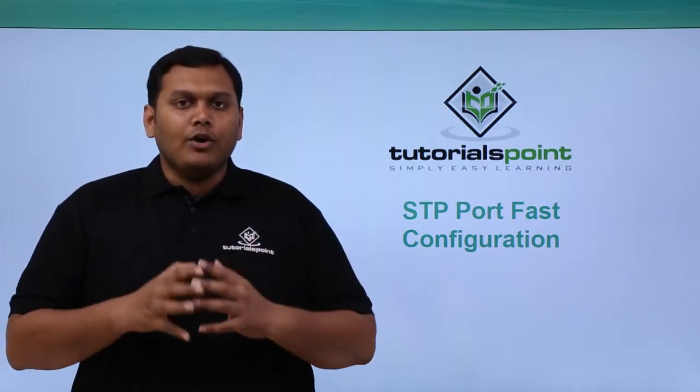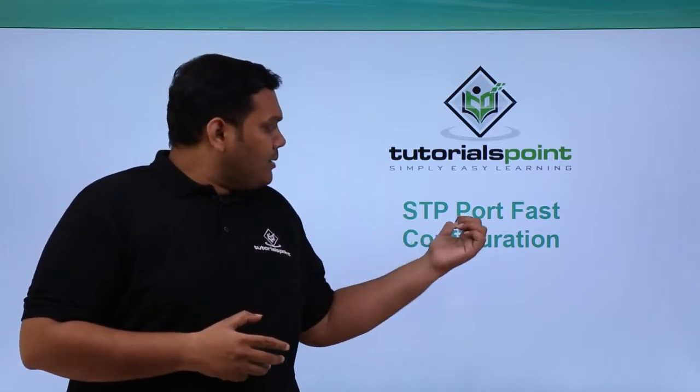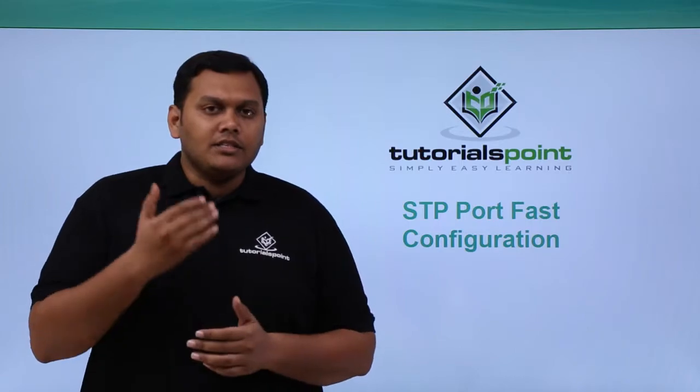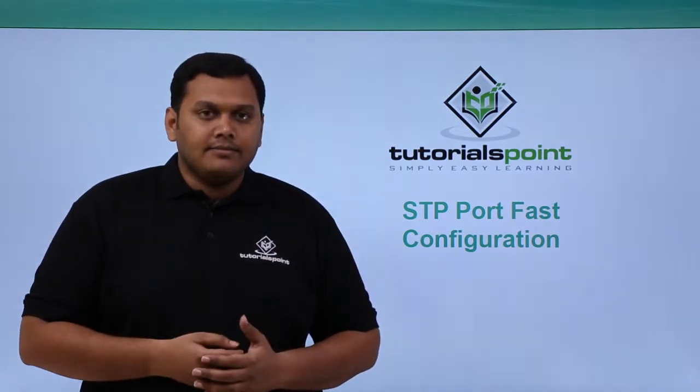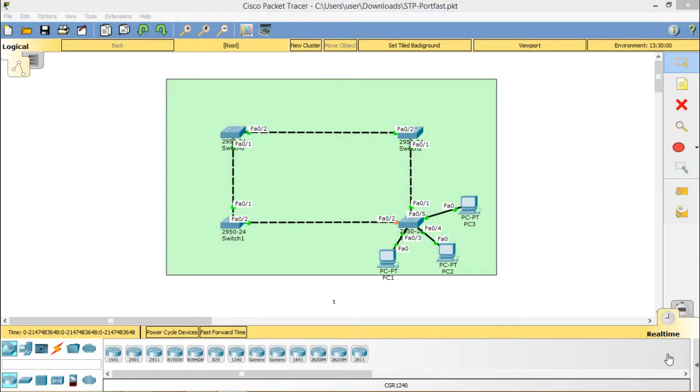In this video, we are going to discuss the STP PortFast configuration in Cisco Packet Tracer practically. As we know, in STP there are the blocking state, listening state, learning state and forwarding state. With STP PortFast, the listening state and the learning state are bypassed. So the access ports of the switches that connect to the hosts are configured with STP PortFast.